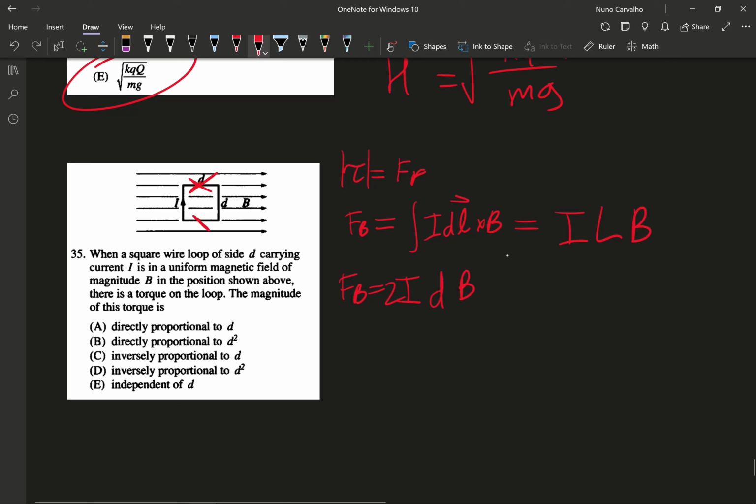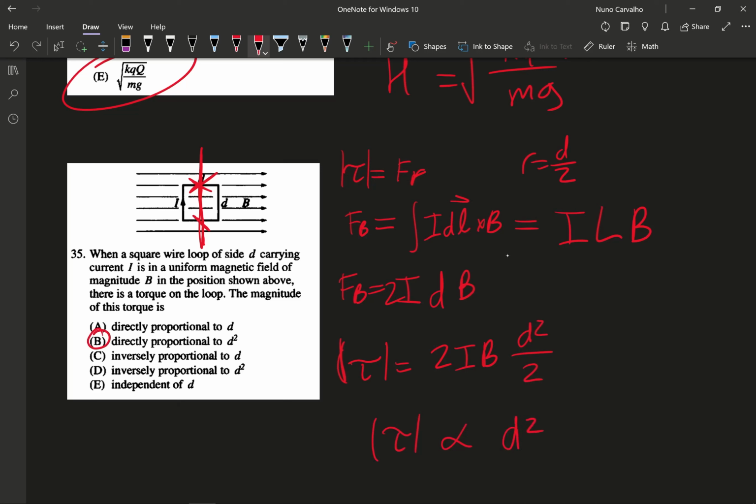But then plugging this back into our formula for torque, keep in mind that R really is going to be based on the axis of rotation, which is right there. And so R here in this case is going to be D divided by 2, which is to say that the magnitude of torque is going to be given by 2IB times D squared over 2, which is to say that the magnitude of torque is going to be directly proportional to D squared. So the correct answer choice is B.